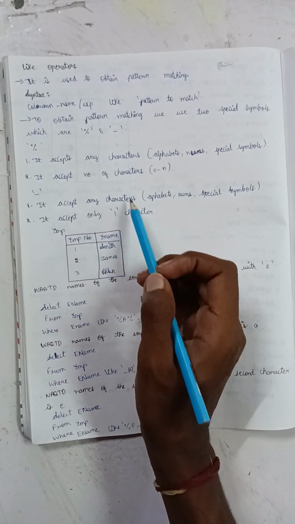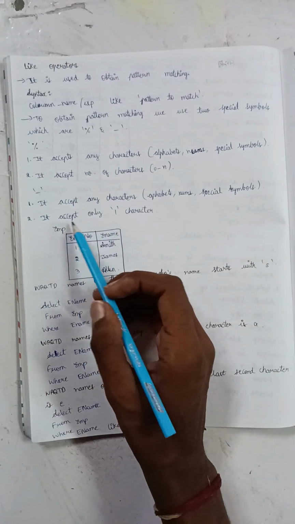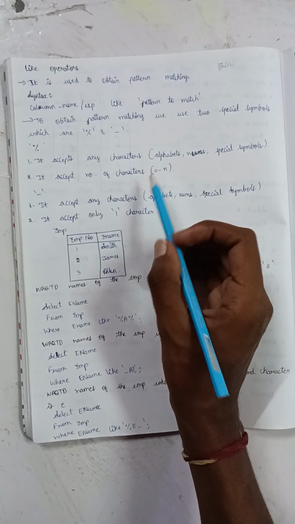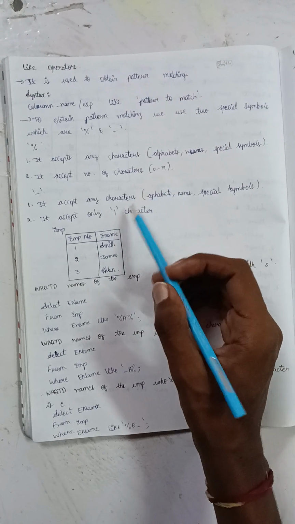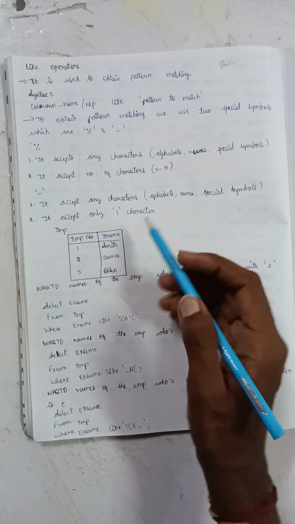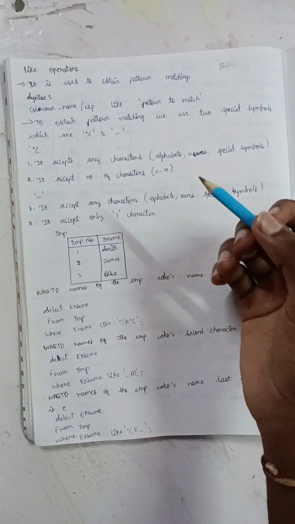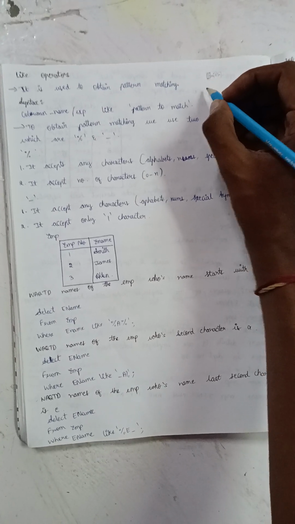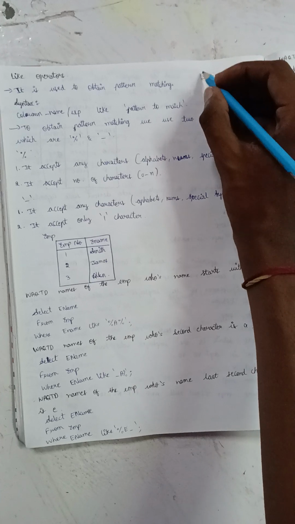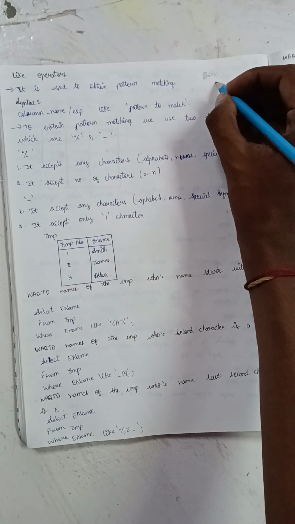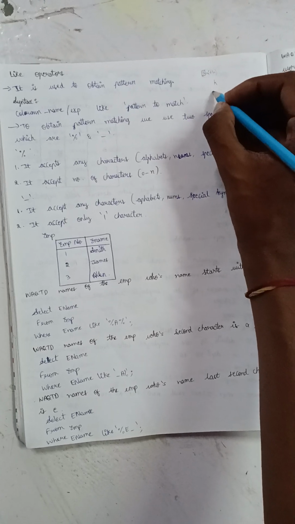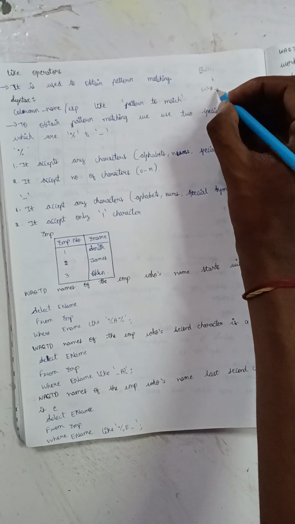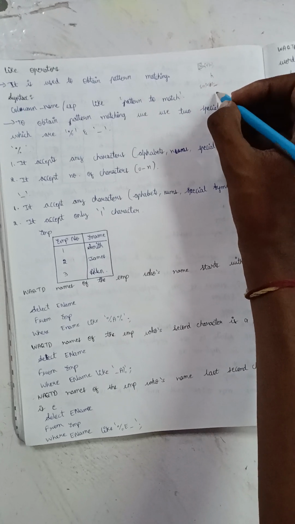Underscore accepts any characters, alphabets, numbers, special symbols, but it accepts only one character. Here, percent can accept 0 to n number of characters, but underscore accepts only one character. For example, if we want only Smith, it can only accept one character. If we want H, we can write Smith underscore, so here we can get H.